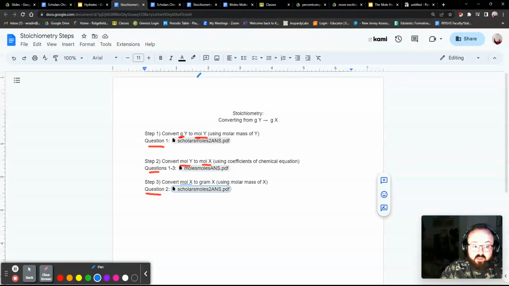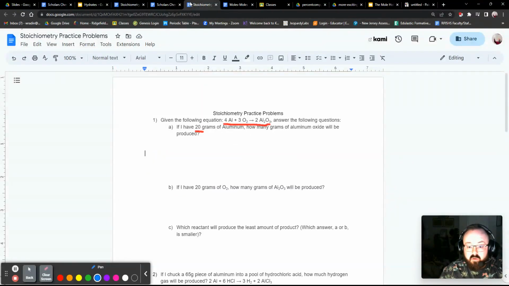So if you're in scholars and you want to do the whole math, be my guest. Just say, here's my final answer. That's fine. You can do it in step 3 and just leave the other 2 blank. I'll show us the combined method here. Either method works.